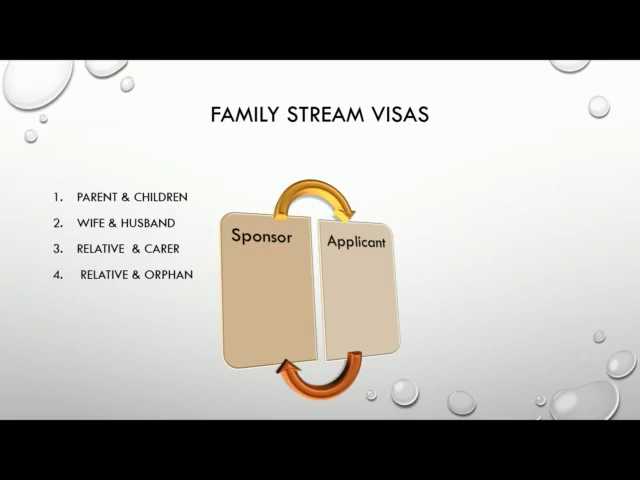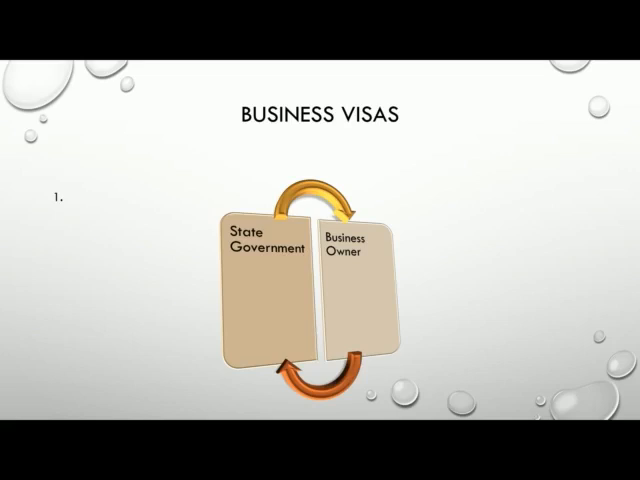Okay, now we just talked about family stream visas. Now I'm going to talk about business visa. In another video I uploaded, but it was in Chinese, so I just want to quickly cover this. With a business visa, it's strange in that your sponsor is the state government, and the applicant is a business owner. Someone who can operate that business in their own country, or who wants to operate their business in Australia.